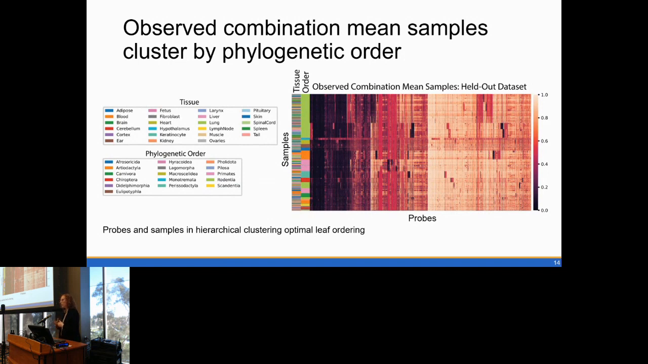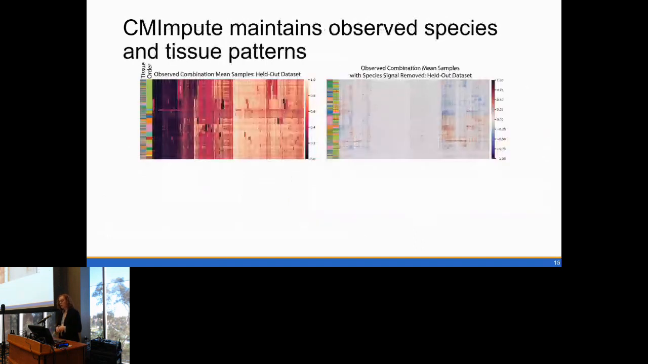Here I show an array of all of the observed held out samples with the samples and the probes in hierarchical clustering optimal leaf ordering. This shows that the samples cluster by phylogenetic order and that the probes cluster based on lower and higher methylated regions. We additionally visualize this data with the species signal removed, which reveals differentially methylated regions that are highly associated with tissue type.